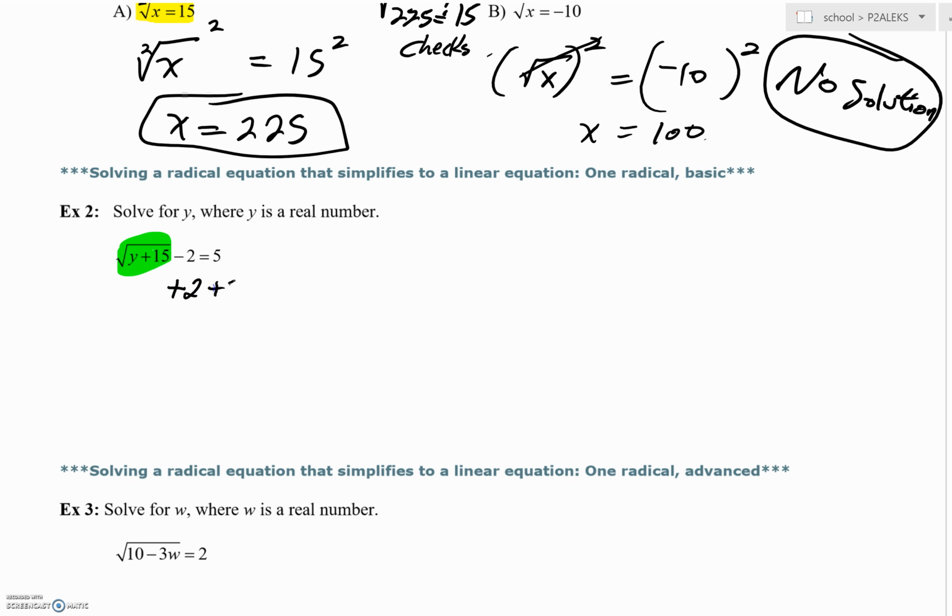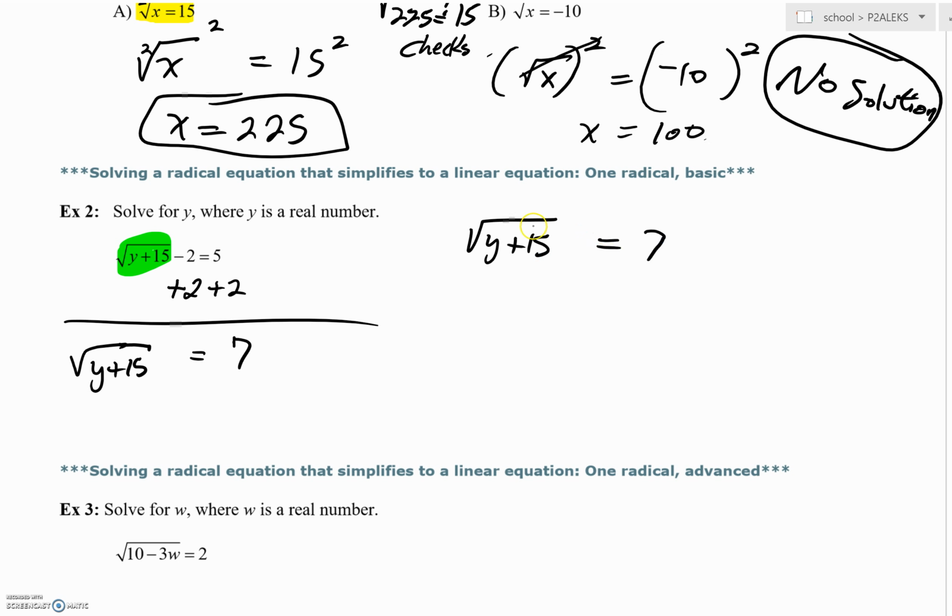Add a 2. On the left side, you can see I highlighted in green that radical y plus 15. But we also have that minus 2. We don't want to see the minus 2 there. So you add the 2. 5 plus 2 is a 7. And then you've got your radical alone. Always get your radical by itself. And then what do you think we're going to do?